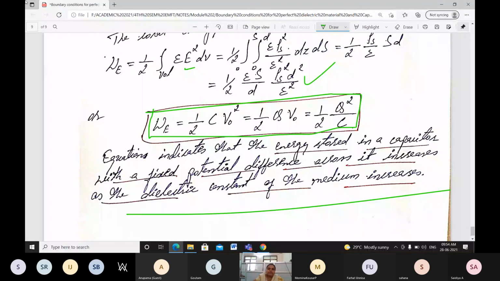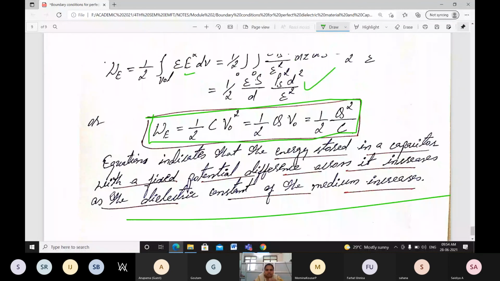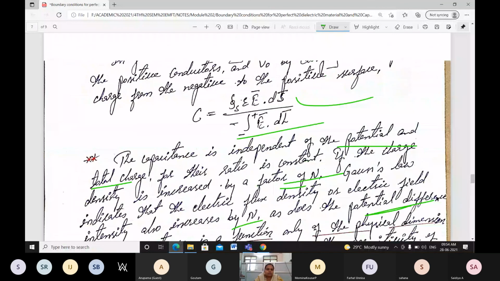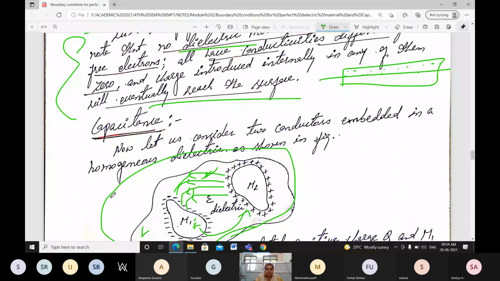We can tell that. This is about boundary conditions and also about capacitance. Capacitance is also a very important question; a minimum of 6 marks will be asked from it.